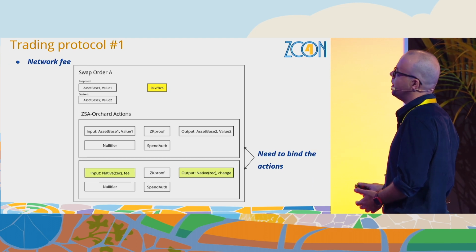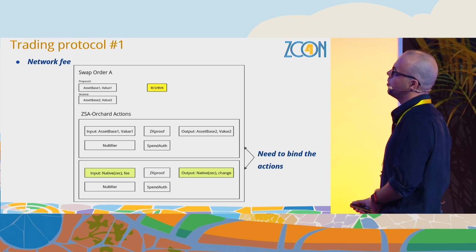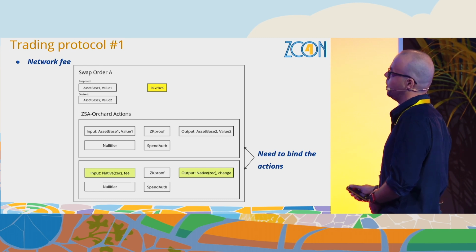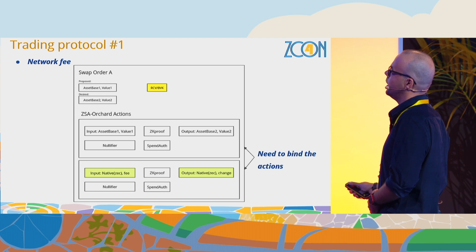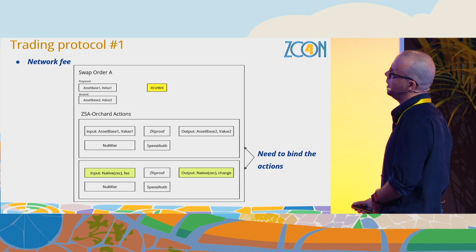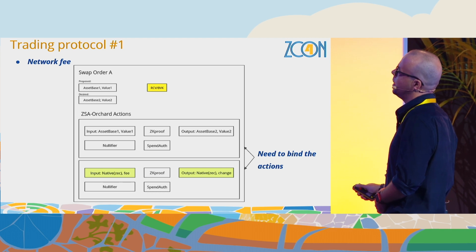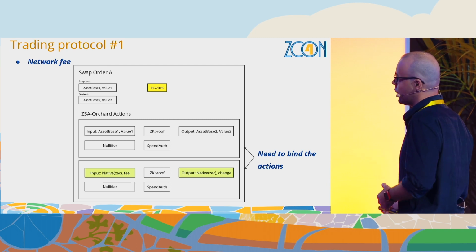And the way that we bind them together is using the RCV. We do not provide the randomness for each action separately, but we provide the homomorphic sum of the randomness that was used for these actions, and then whoever uses these 2 actions must use them together, because he cannot deduce the randomness of each action back.